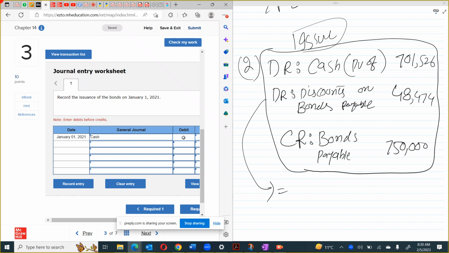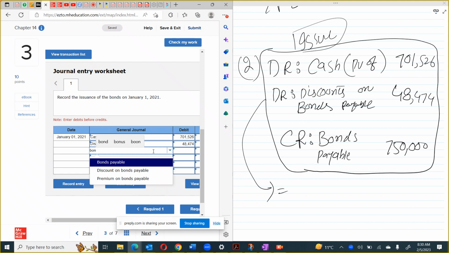So what is cash? 701,527. And I will debit the discounts on bonds. I will directly hit this. It is 48,474, and I will credit the bonds payable.